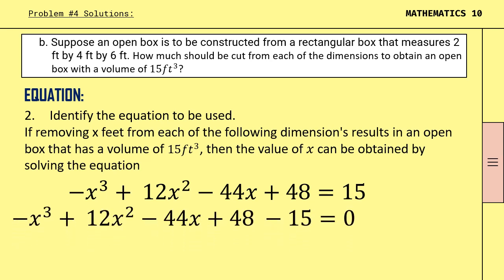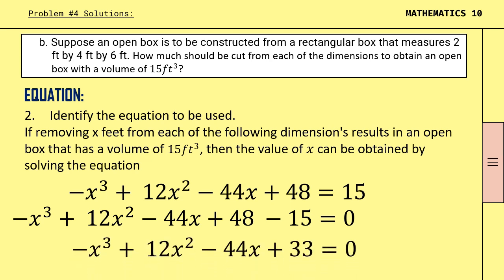Now, let's equate it to 0 first before solving for the zeros of this given function. So I combine like terms for the meantime. I would have negative x cubed plus 12x squared minus 44x plus 33. Where did we get 33? It's the combination of positive 48 and negative 15.